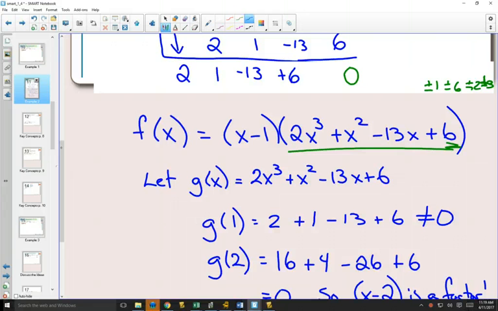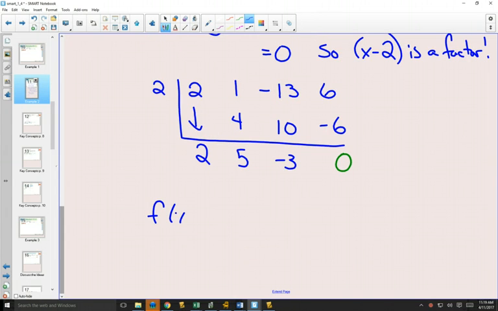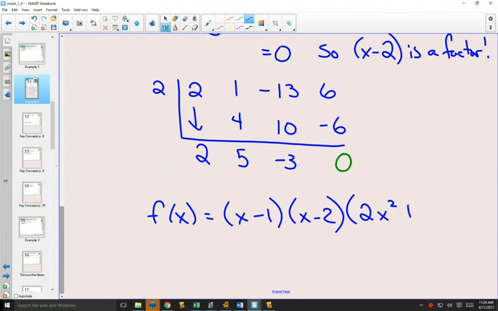So I'm going to write that f of x, the original function, I already found out a factor was x minus 1. And when I factored that part that I underlined in a green pen, I found that x minus 2 was a factor of that, and what I was left with was 2x squared plus 5x minus 3. And finally, we've got something down to a quadratic. So if we want to, we can factor this completely.